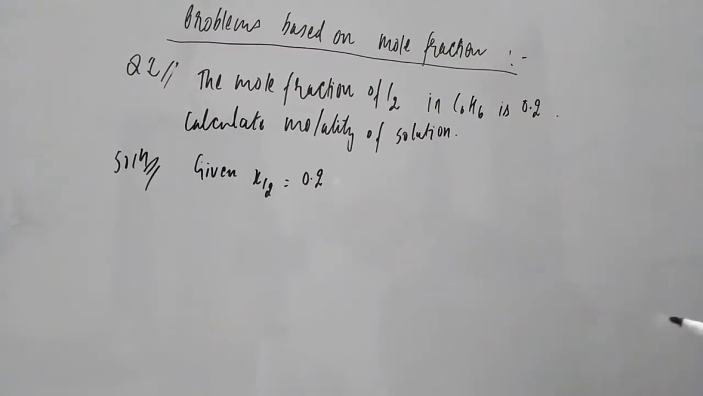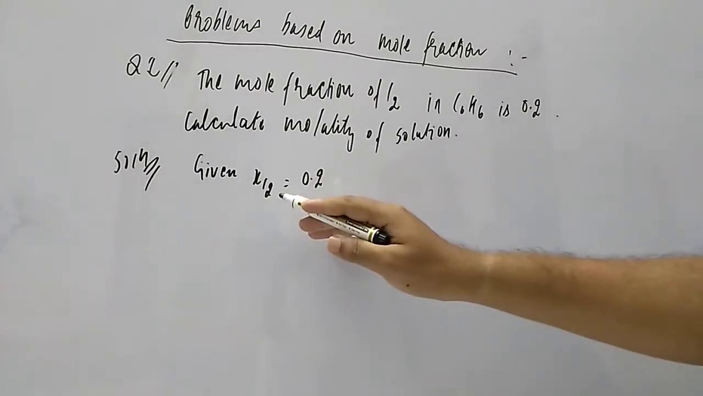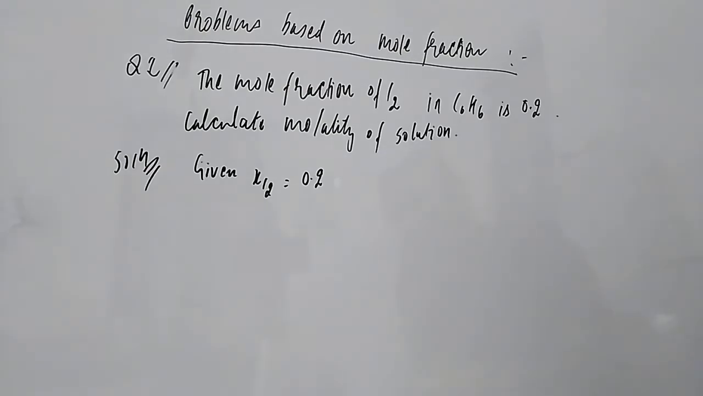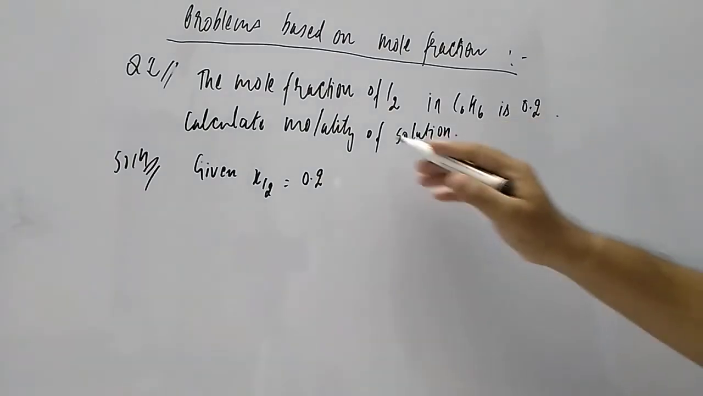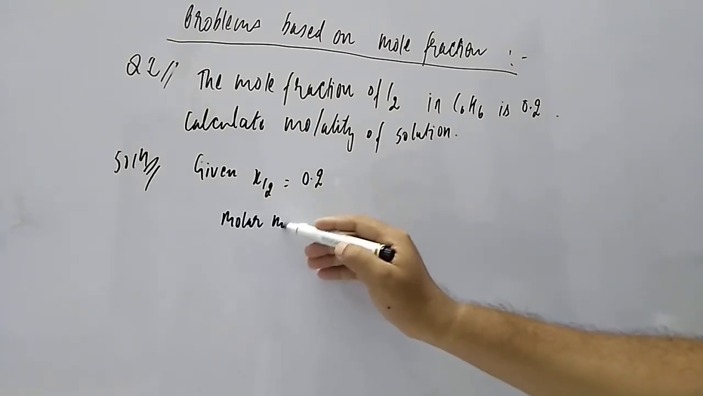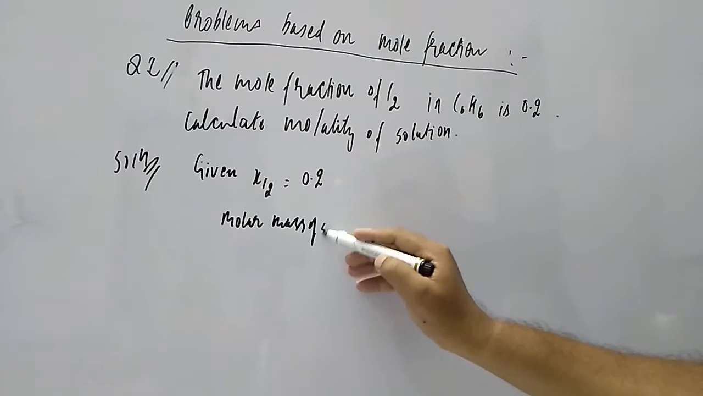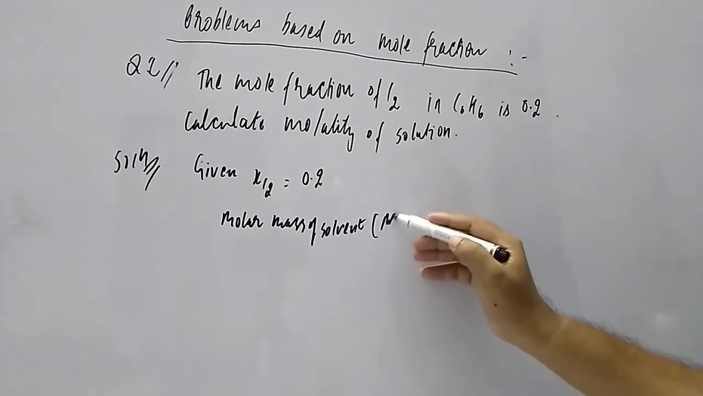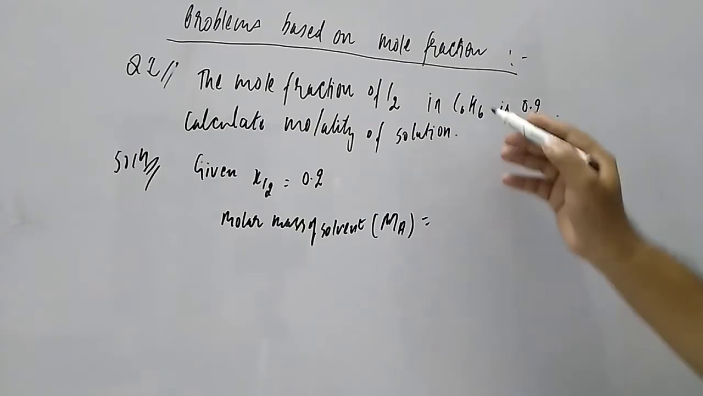Hello students, let us see one more problem based on the mole fraction and the molality. Mole fraction of I2 is given as 0.2, and we need the molar mass of the solvent. You can calculate the molar mass of the solvent, written as Ma.